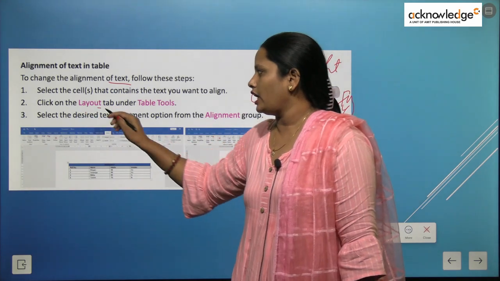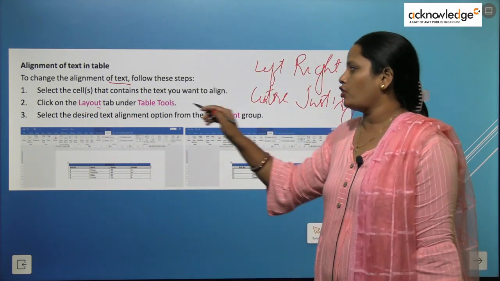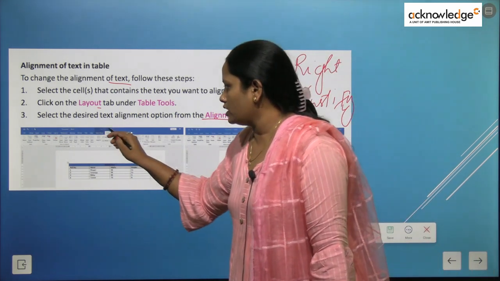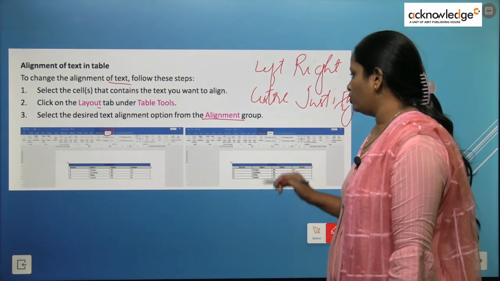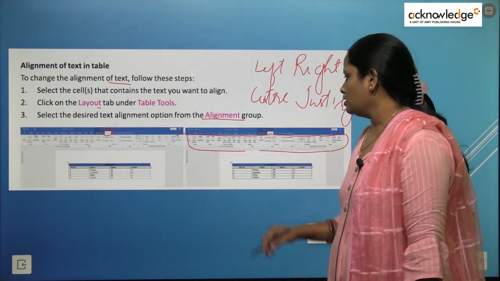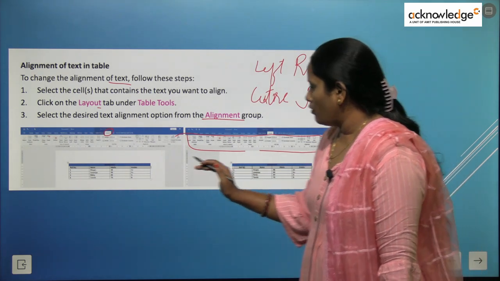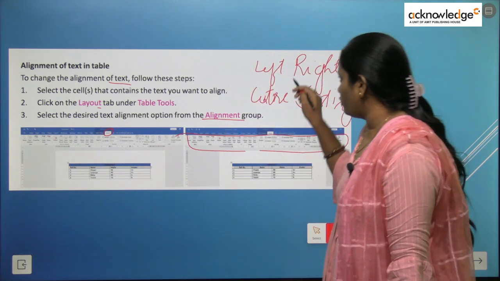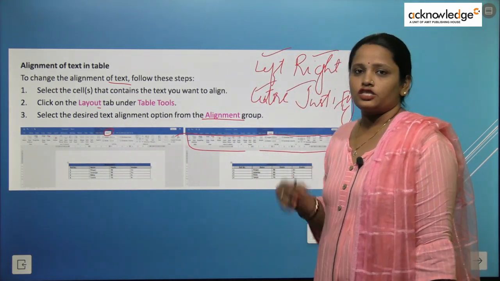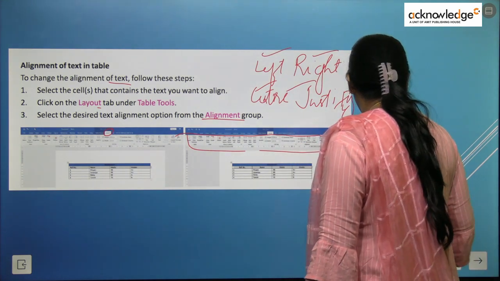For that we have to go to the layout tab under the tables tool option, and from there we have to go to the alignment group. So here is our layout tab. Here we can see there are so many tabs given. We can select the alignment option from here, and any of these 4 types of alignment can be chosen, and our text will align according to the alignment that we have chosen.